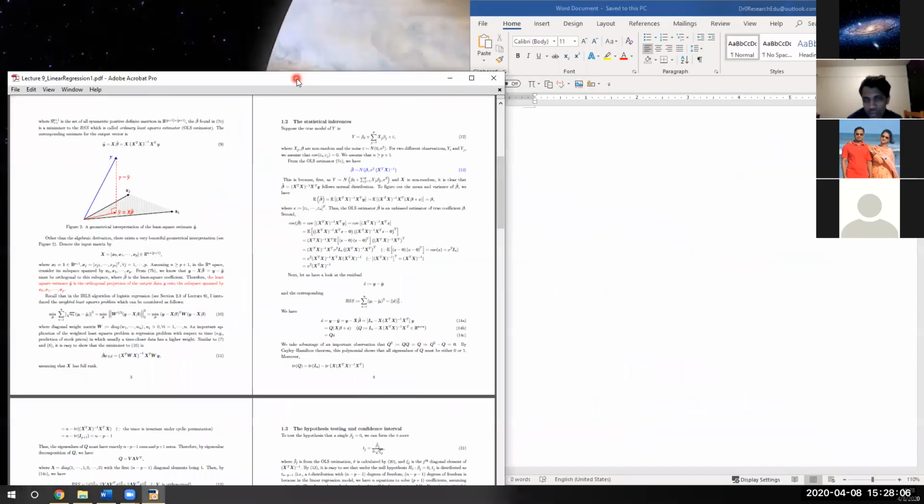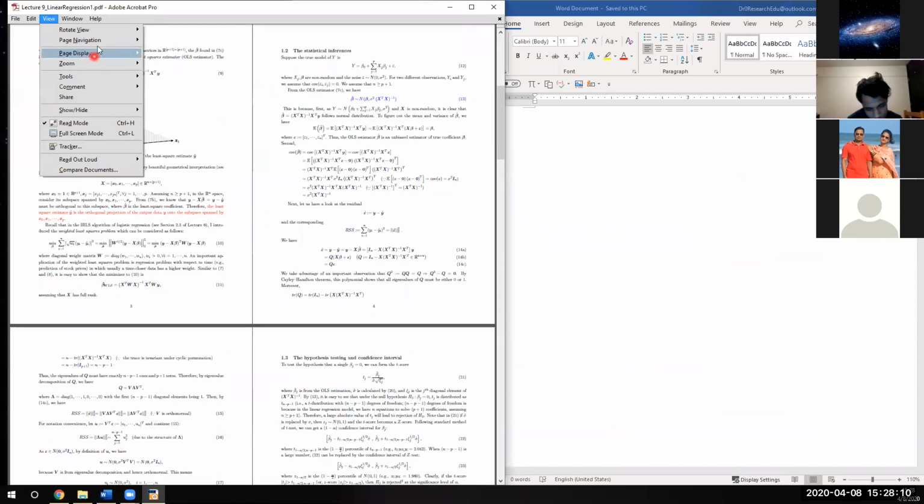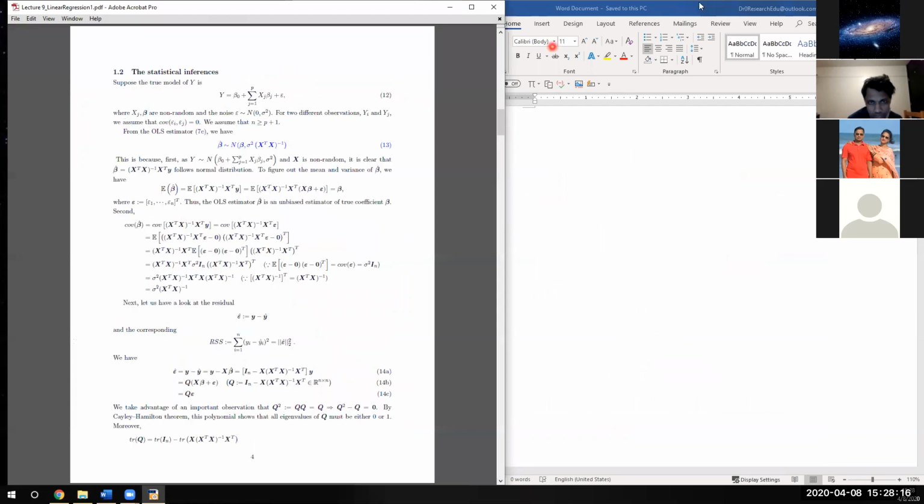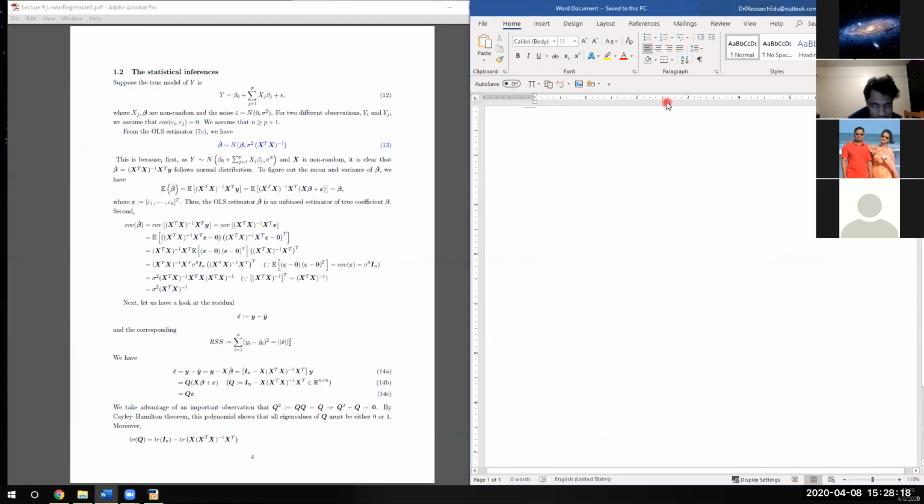Now, let's have a look at the property because finally, I still have to make it to be one page. Display single page.